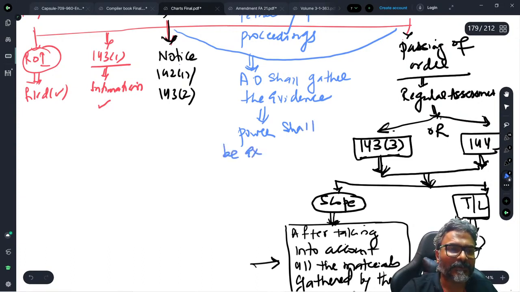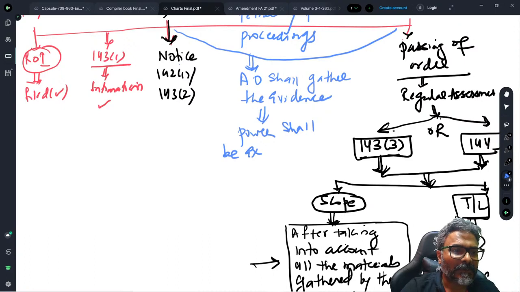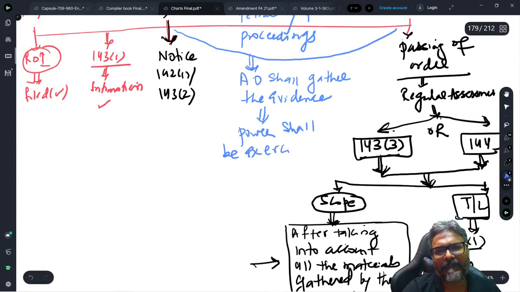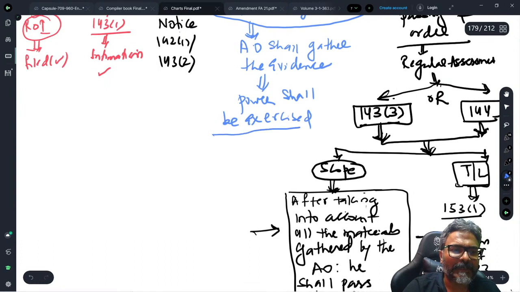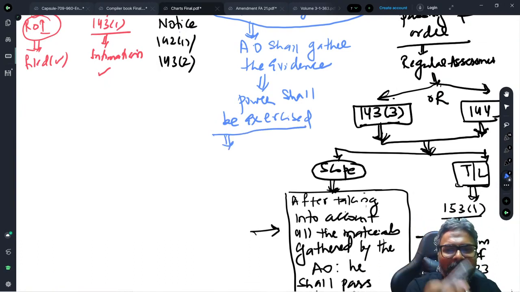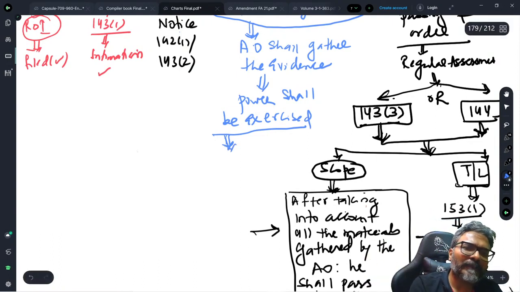In this particular context, students, herein power shall be exercised. Now, in the sections, students, the power will be exercised. Indeed, the power will be exercised to gather the evidence, and based on that evidence, the order shall be passed. Based on that evidence, students, the order shall be passed.